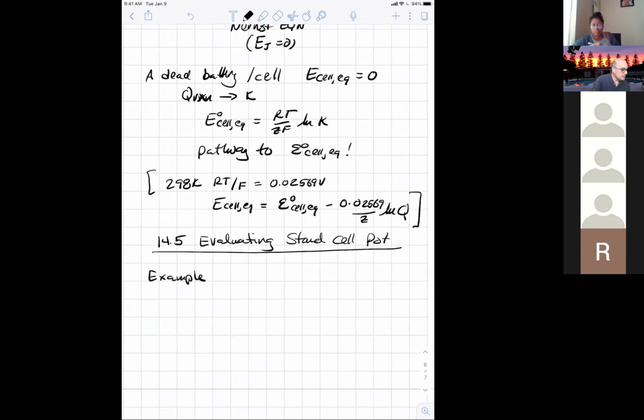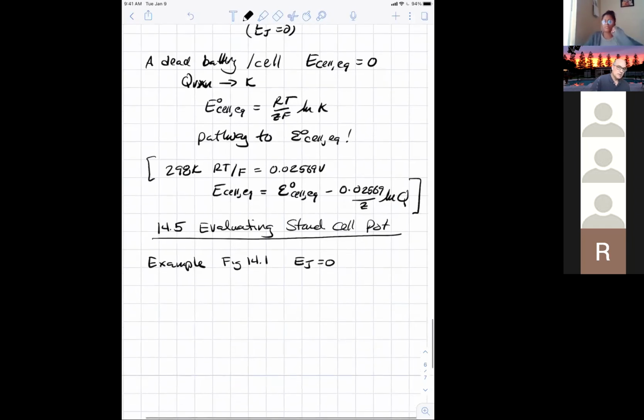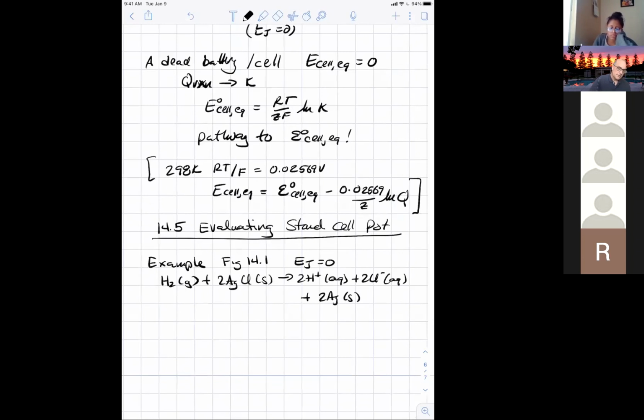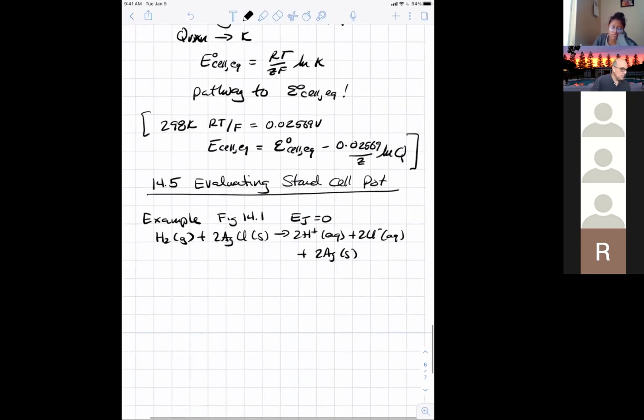This is going to be figure 14.1. This is a case where the junction potential by definition is zero. There's no junctions. We just have one solution across the whole thing. Here's the reaction. So there's the overall reaction, right?